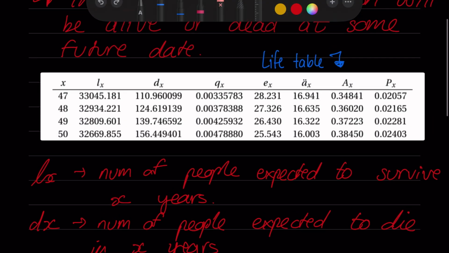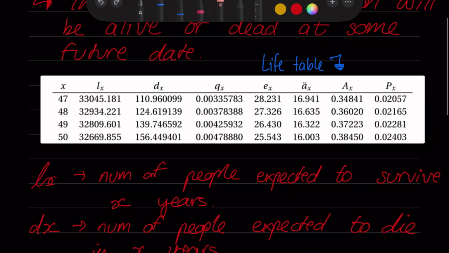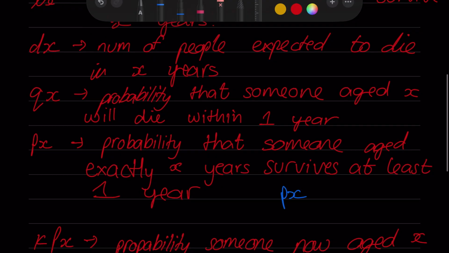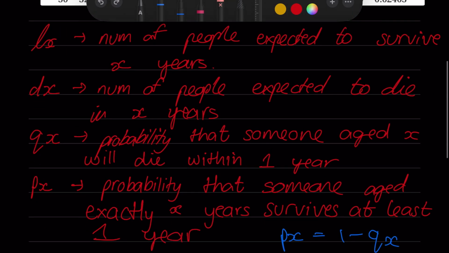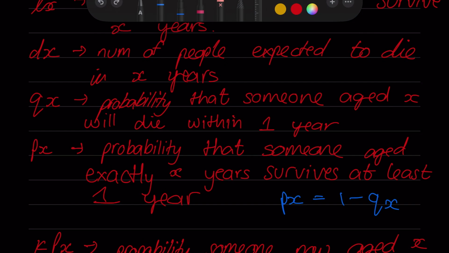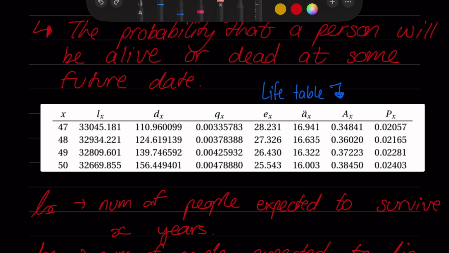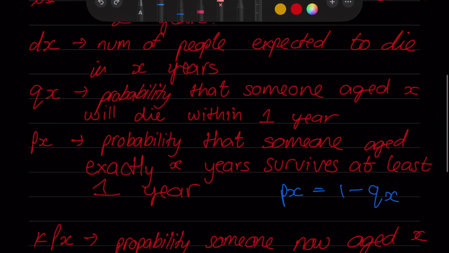And then px. Well, px is not here. It's here, but it's not here. So you must just know what px is. As soon as you have qx, you've got px. I'm sure you could assume that px is kind of the opposite of qx. The probability that someone aged exactly x survives at least 1 year. So the probability of a 47-year-old surviving at least 1 year is 1 minus that number. So px plus qx equals 1, which should make sense because you either survive or you die. There's no in between.